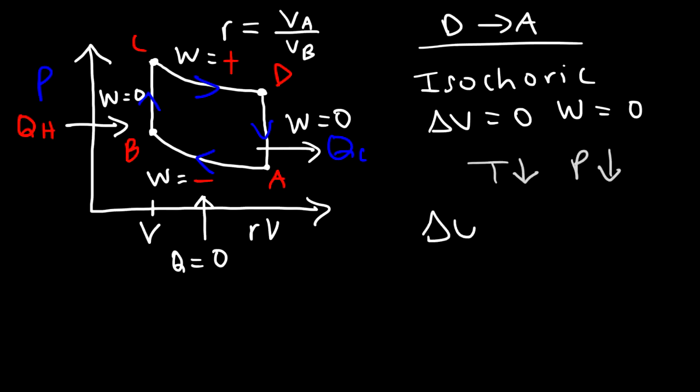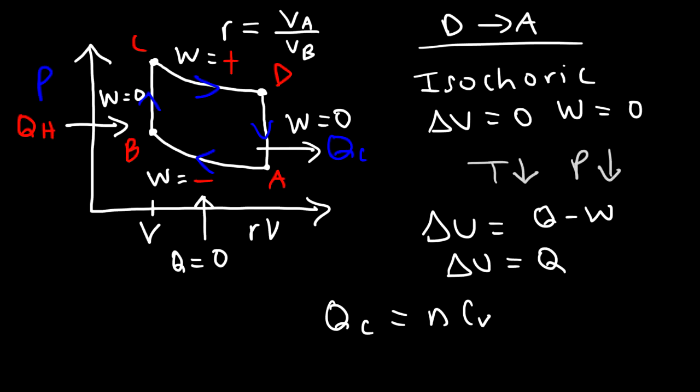Now we know that delta U is Q minus W, and because W is 0, delta U is equal to Q. So QC is going to be nCv delta T, but we're going from D to A, so that's going to be the temperature at A minus the temperature at D. Now, because the temperature at A is lower than the temperature at D, QC is going to be negative, which means that heat energy leaves the system.